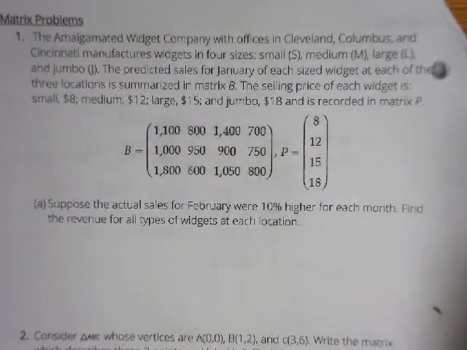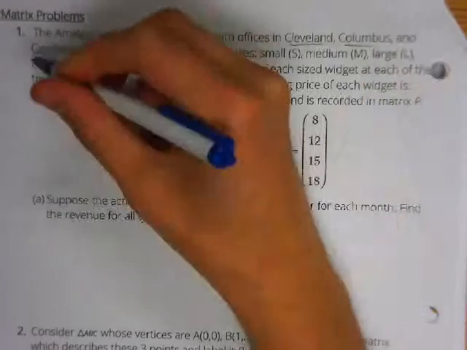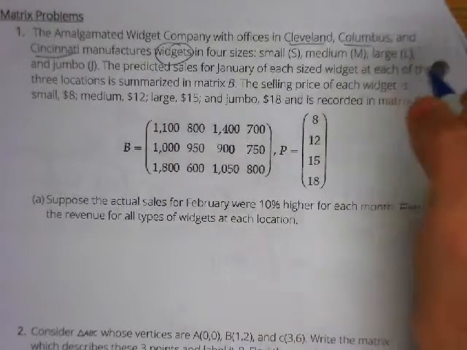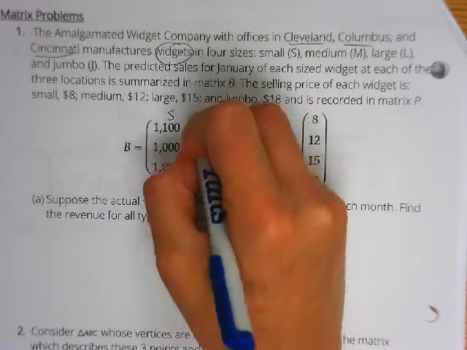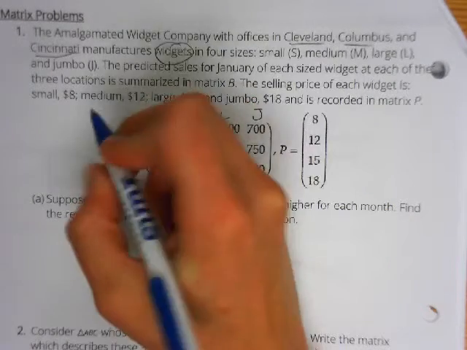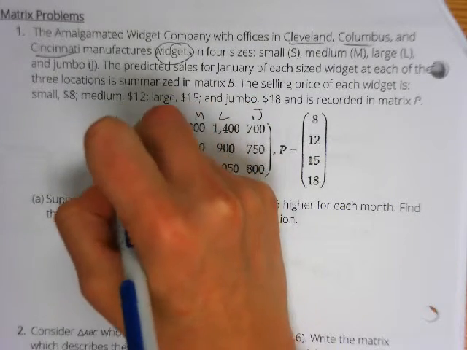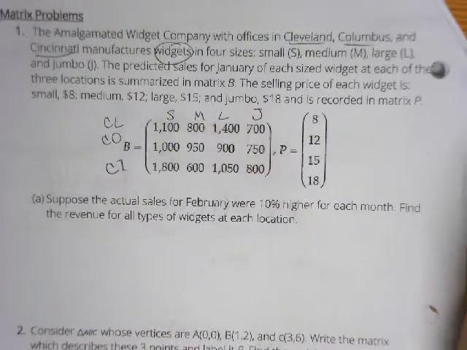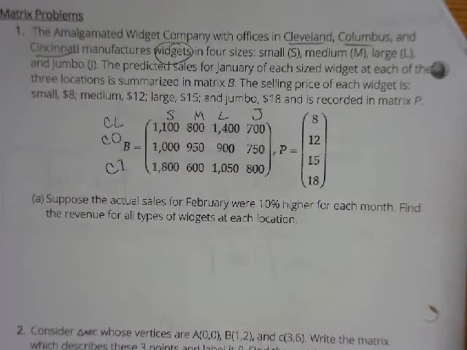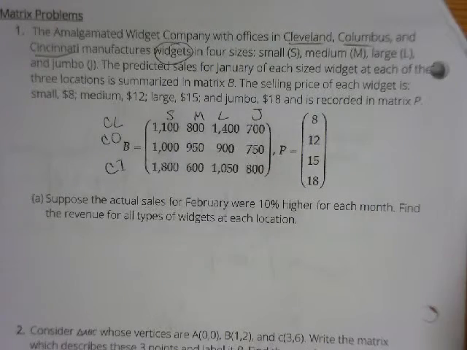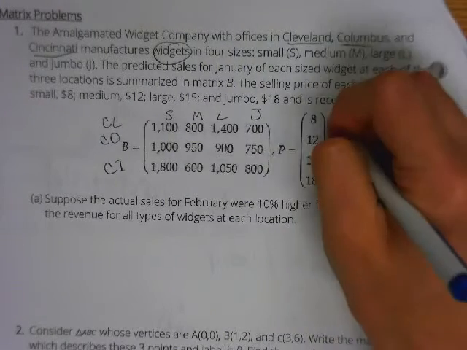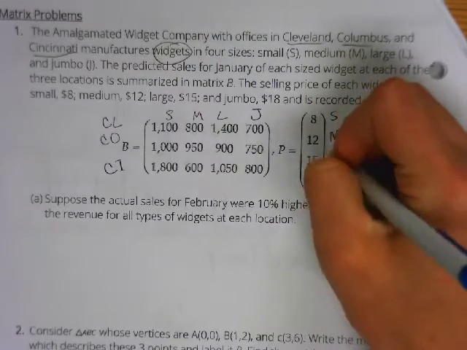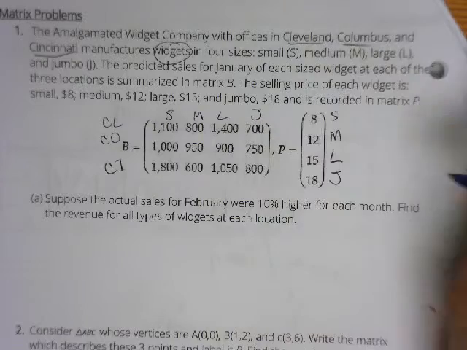This company has offices in 3 cities, and it manufactures widgets in 4 sizes: small, medium, large, and jumbo. So I'm going to assume this is small, medium, large, and jumbo. This is Cleveland, this is Columbus, and this is Cincinnati. These rows. The predicted sales for January is in matrix B. The selling price for small is $8, for medium is $12, for large is $15, and for jumbo it's $18.